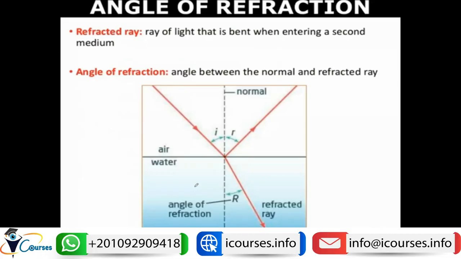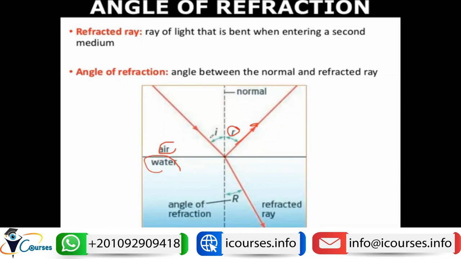So we studied the angle of incidence and the angle of reflection. And what is the angle of refraction? I think that you can guess. If we have an incident light ray that will fall on the interface between the air and water, some of the light rays will be reflected, forming an angle of reflection. Some of this light will be bent, leading to an angle between the refracted ray and the normal. This angle is called the angle of refraction.